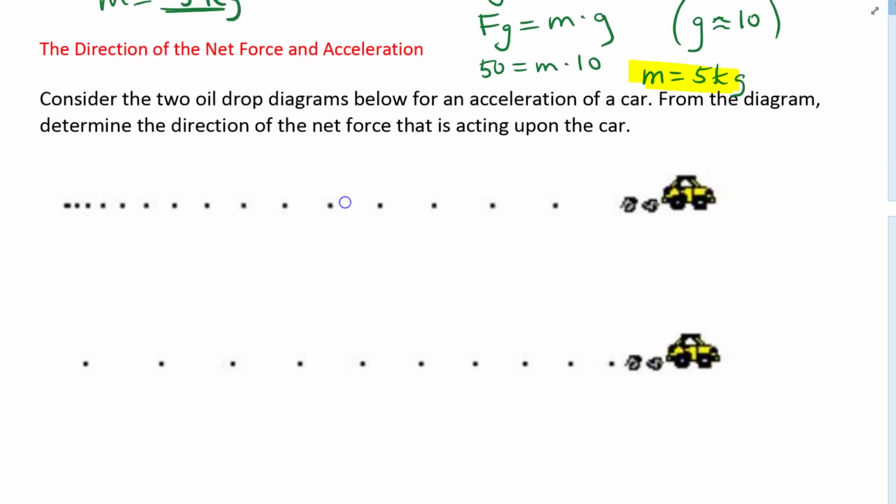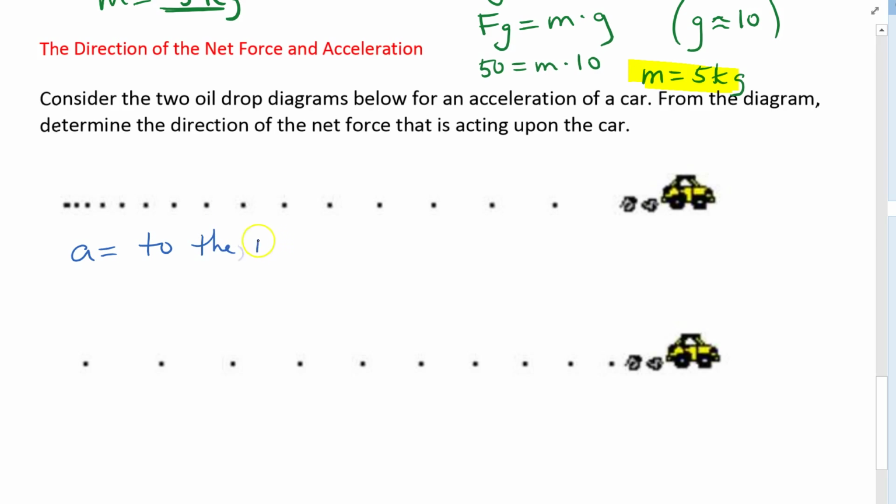It says, consider the 2 oil drops below for an acceleration of a car. From the diagram, determine the direction of the net force. Okay, so the car is moving to the right and it's speeding up. So the acceleration is to the right. So Fnet equals to the right. I don't know the number, I don't know the magnitude, but I know the direction is to the right, because it was moving to the right and speeding up.